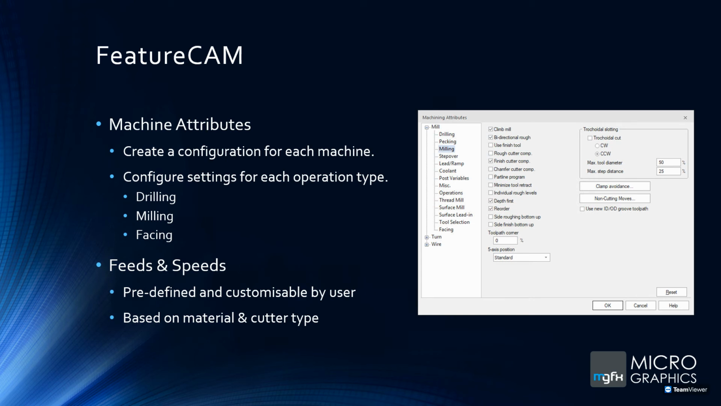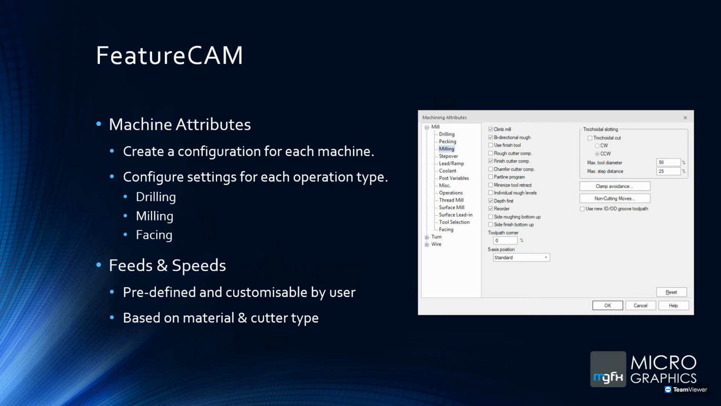Then looking at machining attributes within FeatureCAM, this allows you to configure preferred settings for a particular machine. So what this means is you can have various predefined machine attribute configurations set up. If you have a machine shop with 6 machines and you have 6 different machines, you can have 6 different machine attribute configurations. And you can essentially configure settings for drilling, milling, facing, and more.